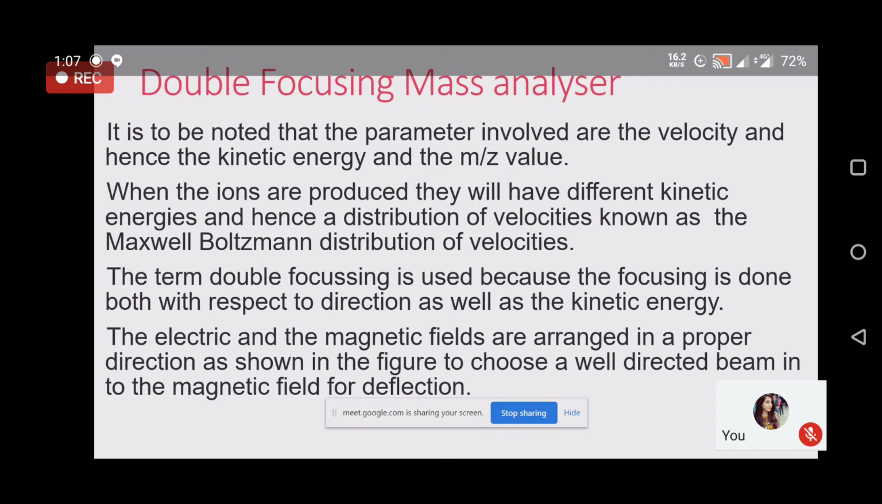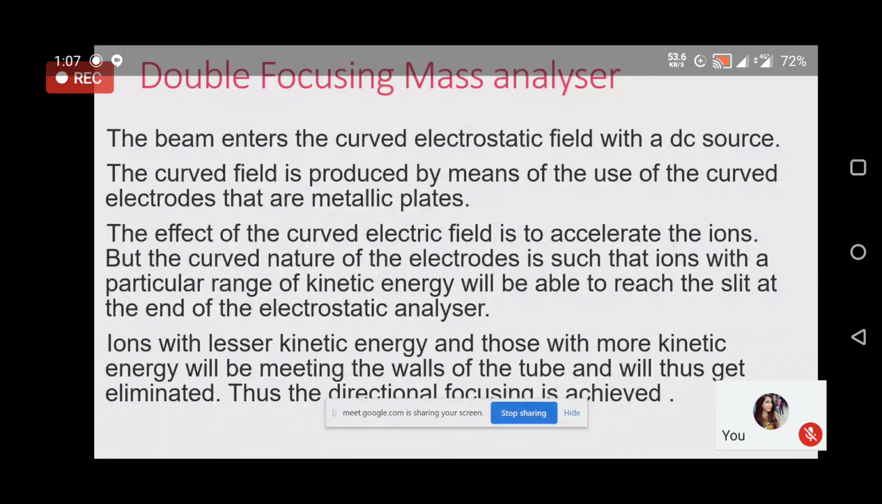Well-directed because now the beam moving through the electric field is following a definite path, and that is possible because the electric field is curved. You are using curved plates as the electrodes for the electric field. The beam enters the curved electrostatic field with a DC source. The curved field is produced by the use of curved electrodes that are metallic plates.